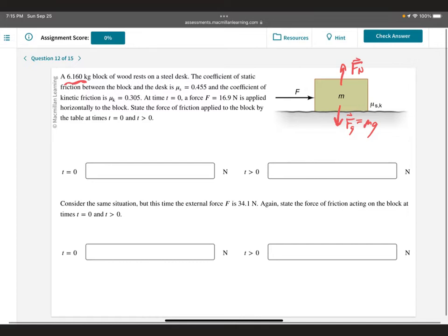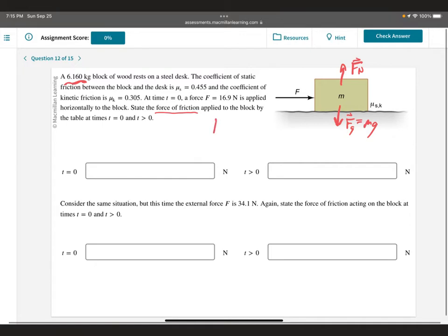That's important for this problem because we're also given the coefficients of static and kinetic friction. And it says, what is the frictional force? So state the force of friction that's applied to the block by the ground at time 0 and greater than 0. Okay, so we're going to have to figure out a couple things. We're going to have to figure out the maximum static friction, because if we're pushing harder than the maximum static friction, it's going to start to slide. If we're pushing less than the maximum static friction, then the frictional force will be sufficient. There's going to be enough frictional force, static friction, to stop it from moving.